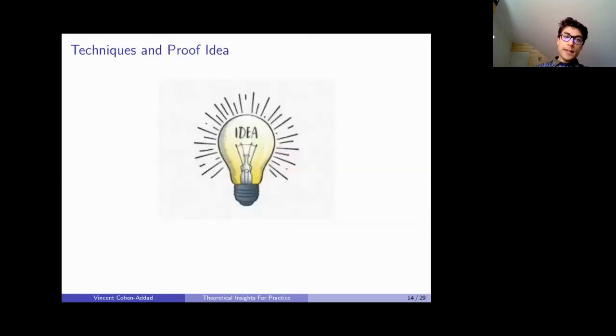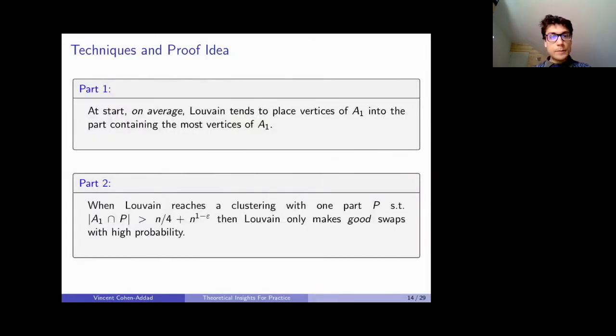Okay, so that's one thing, and I want to give you a little bit of the techniques, and then I'll explain a bit more what are the possible interesting outcomes of this line of thought. So, the technique and proof idea. The proof is split into two parts. Part 1 is to say that at the beginning of the algorithm, you don't have a strong signal. You don't really know which one should go with whom. It's very messy what's happening.